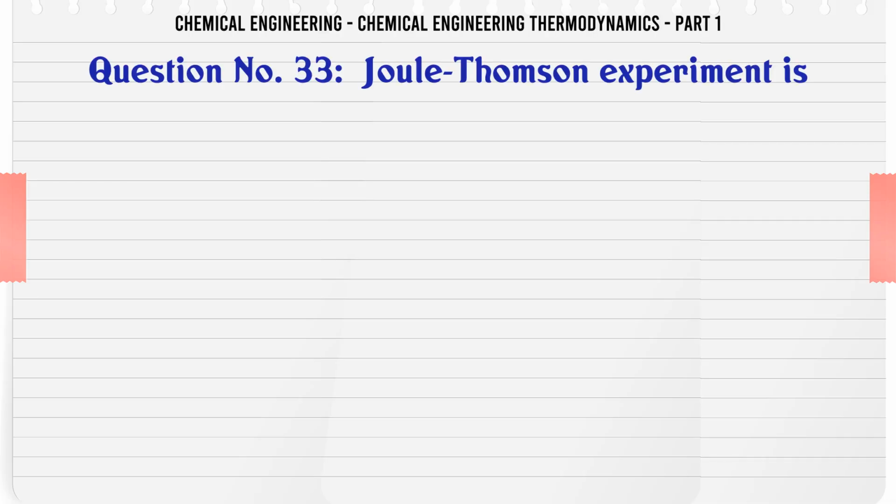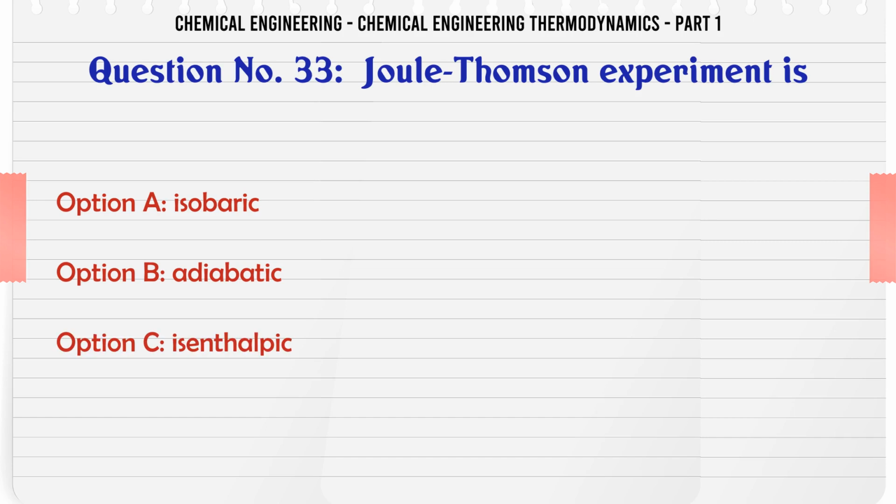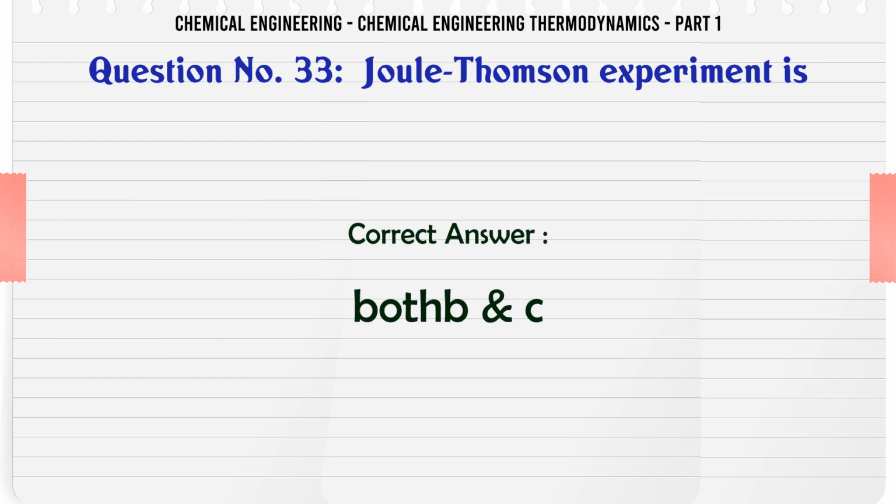Joule-Thomson experiment is A. Isobaric. B. Adiabatic. C. Isenthalpic. D. Both A and C. The correct answer is both A and C.